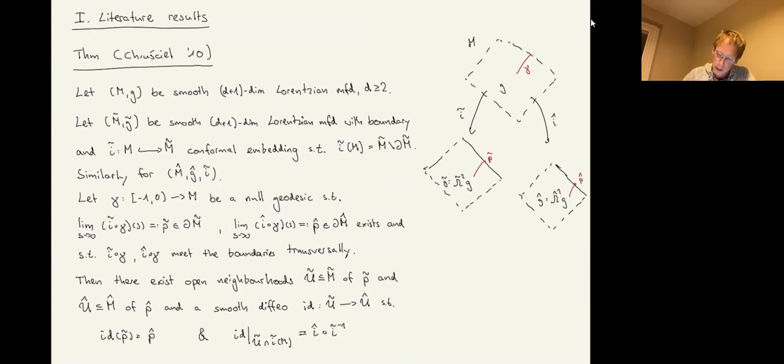And then the statement of the theorem is that we can find open neighborhoods of p tilde and p hat, u tilde and u hat, together with a smooth diffeomorphism id which goes from u tilde to u hat, such that this smooth diffeomorphism maps the point p tilde to p hat, and also such that in the region of u tilde without the boundary, the region that lies in M, the identification map id is just given by going up iota tilde and going down iota hat.